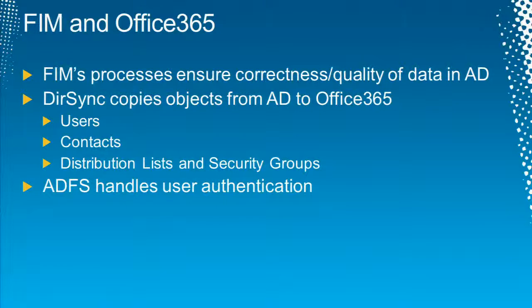You can have those capabilities from Forefront Identity Manager. But today, with Office 365, as it becomes widely available, and with BPOS today, FIM is just going to put the data into Active Directory. DirSync is going to take the users, the contacts, the DLs, and now security groups and send them up into Office 365. And if you want federation, ADFS takes care of the user authentication part.